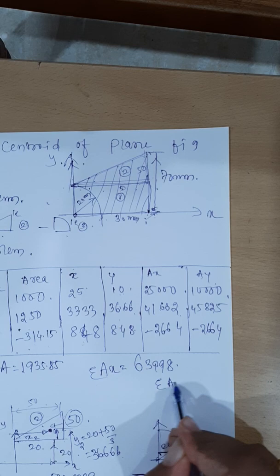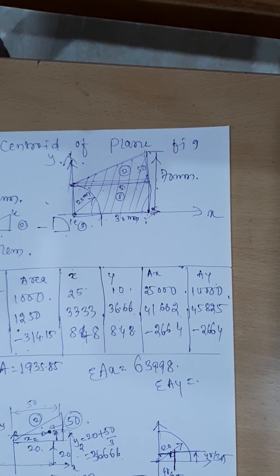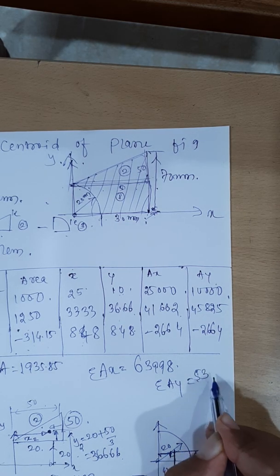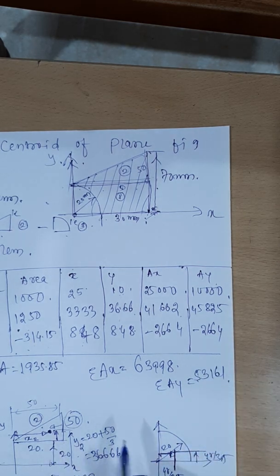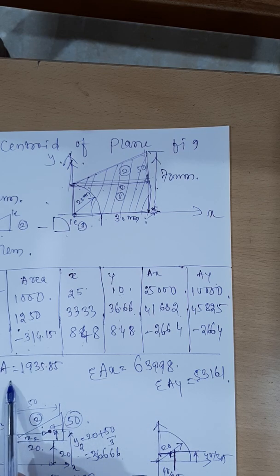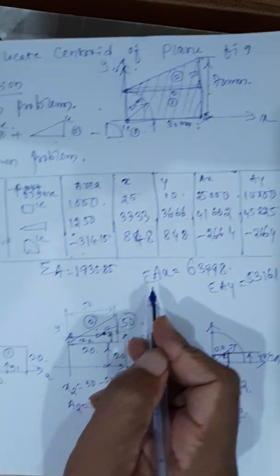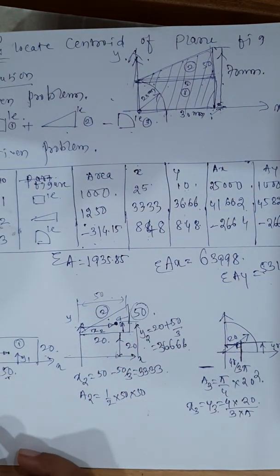Like that, you get the total of AY is equal to 10,000 plus 45825 minus 2664, which is equal to 53161. 53161. Yes, you got all the values. A you got, AX you got, AY you got. Therefore, finally you can go for the X bar.